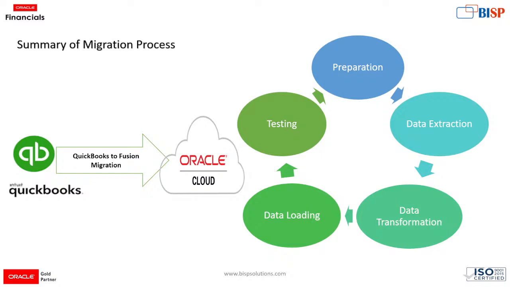Data transformation. The extracted data needs to be transformed to match the data structure of Oracle Fusion. This could involve mapping the fields from QuickBooks to corresponding fields in Oracle Fusion. The fourth one is data loading: loading the transformed data into Oracle Fusion. Oracle provides various tools for bulk data loading.